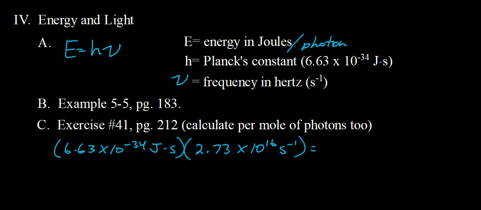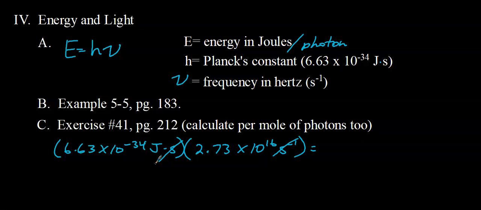So we're just going to take Planck's constant, multiply it by the frequency. Make sure to put in per seconds and not hertz. The seconds will cancel. We're left with joules. Again, that's joules per 1 photon. We get 1.81 times 10 to the negative 17th joules per every 1 photon.